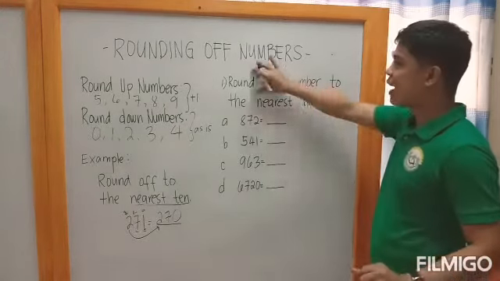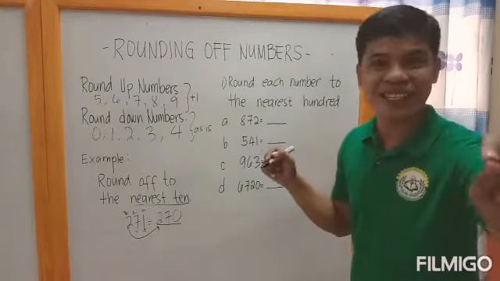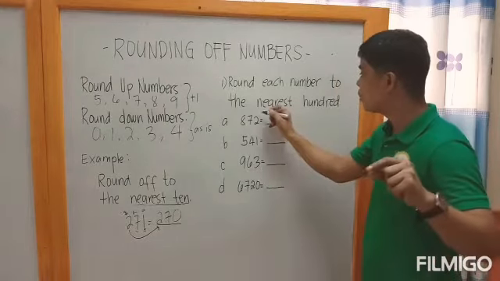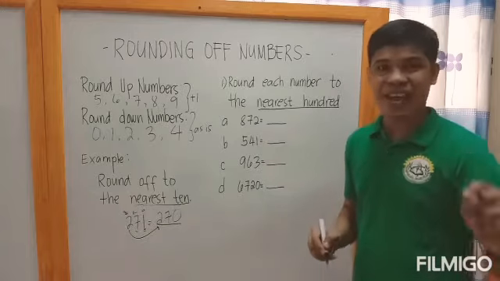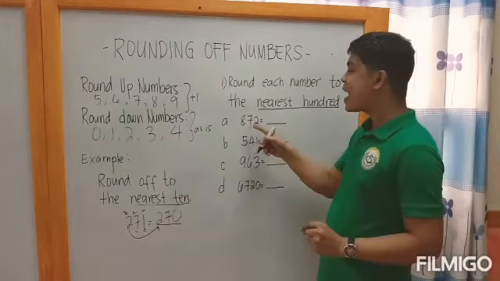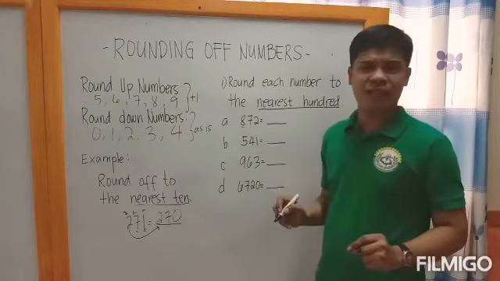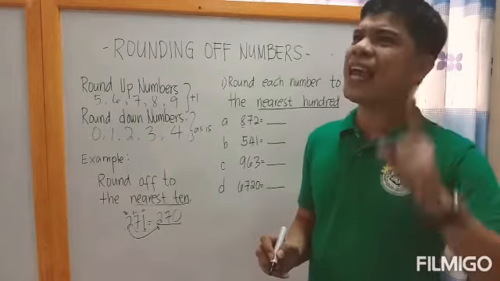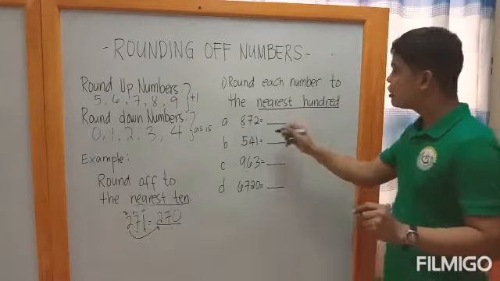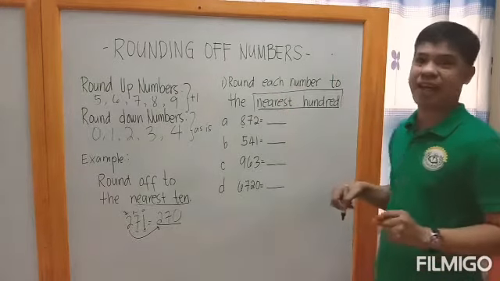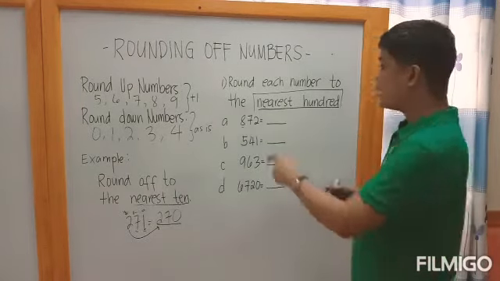So we have here the instruction, round each number to the nearest 100. Take a look at this. The instruction or the target number is the nearest 100. The first one, letter A, problem, 872. The target number is 8. Why 8? What do you think? Why is 8 our target number? Go back to the instruction. The instruction is nearest 100. So 8 is the hundreds place or the hundreds digit place. So that will be our target.